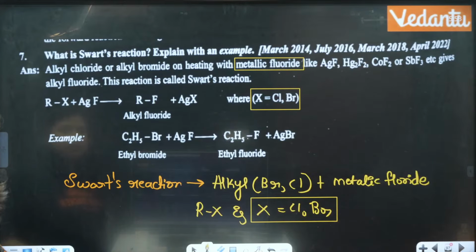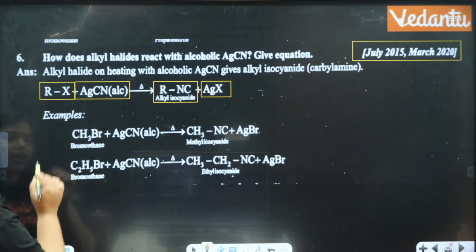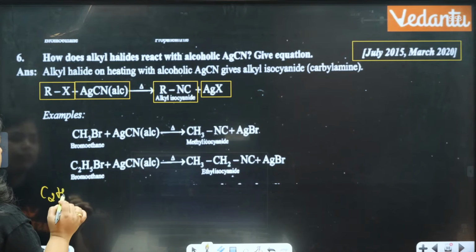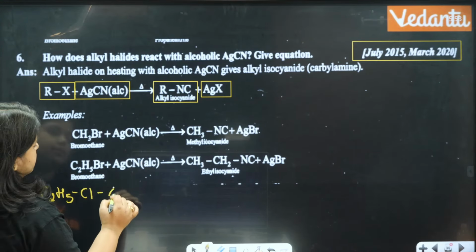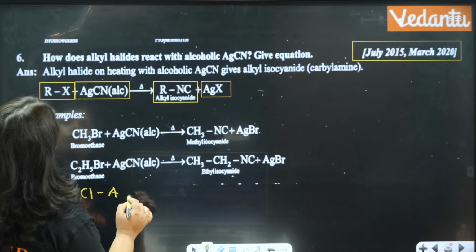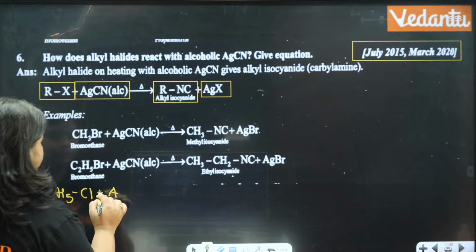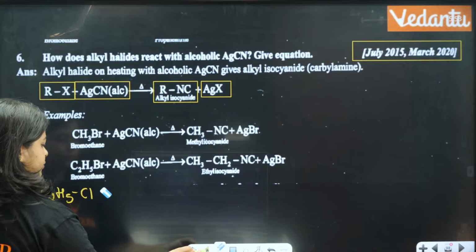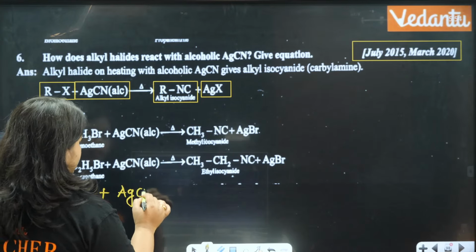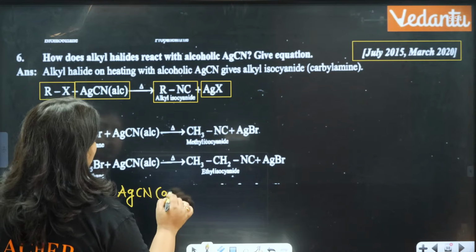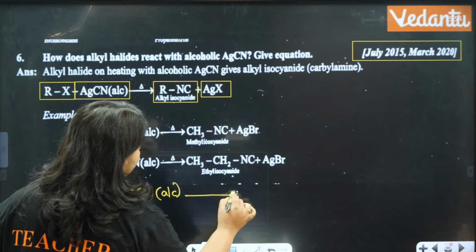Let us take an example with C2H5. If R is C2H5 and X is Cl, in the presence of AgCN in the alcoholic medium itself, by heating it.